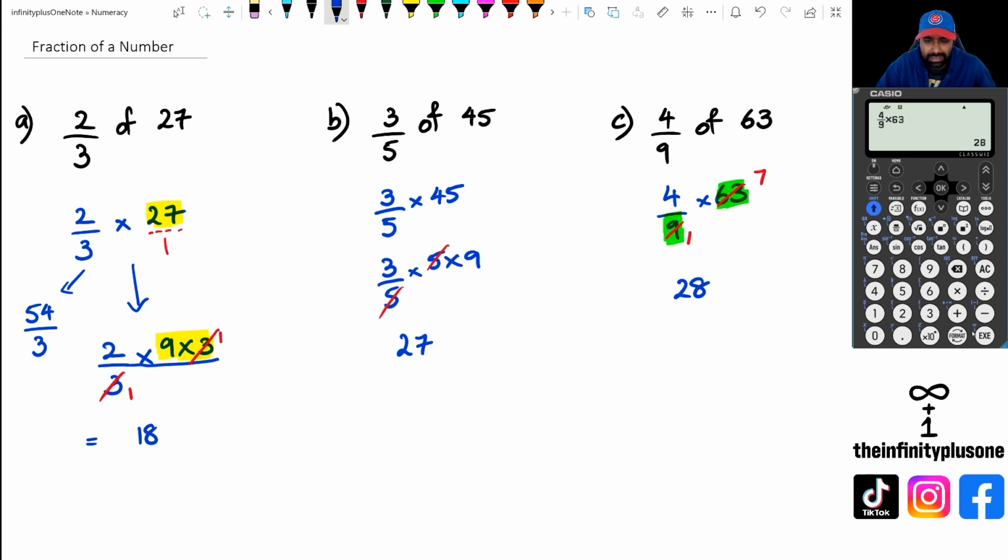As you can see, with these 3 examples, going from A to C, ideally you want to be looking at these types of questions and be able to do them straight away, like how it's done in C. But there's nothing wrong with doing method B, or how I showed question A as well.